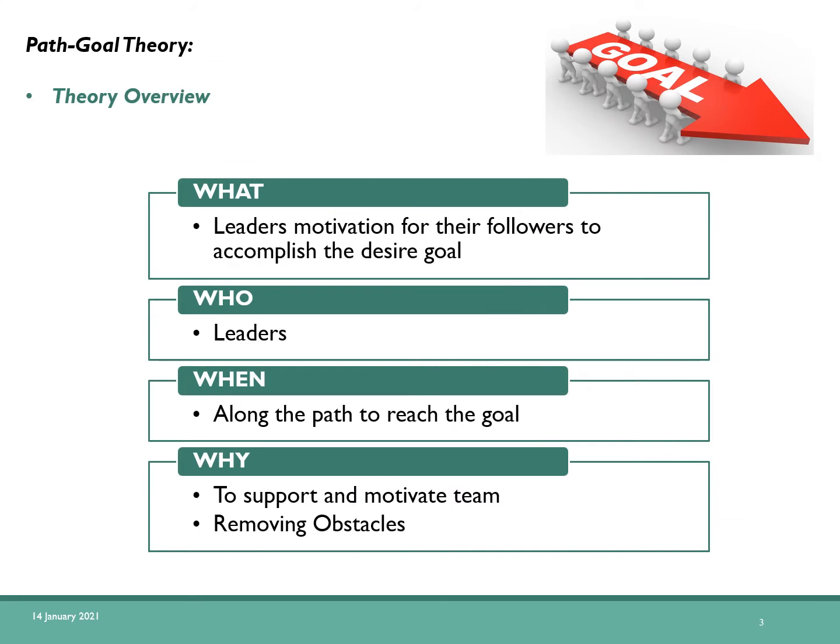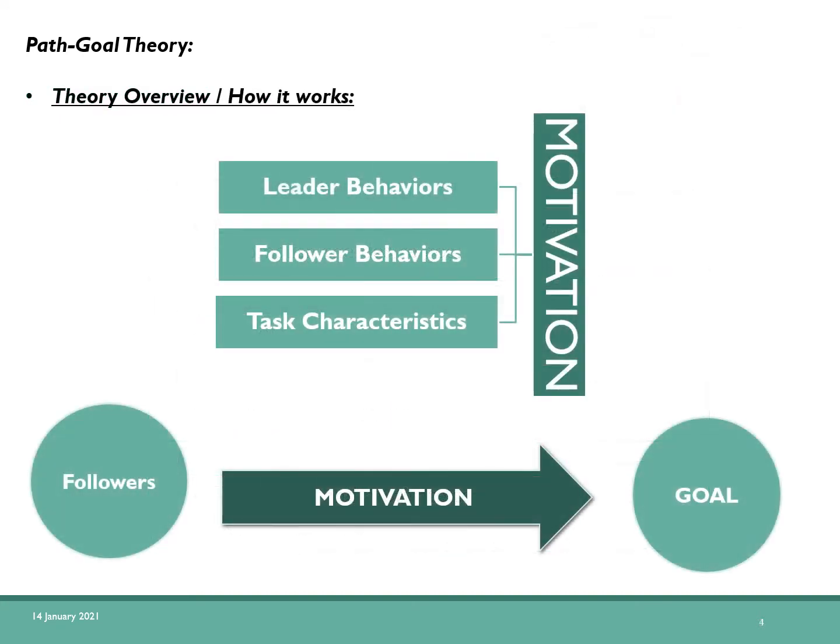In the book, we have a brief description of the history of this theory, how and when it first appeared. However, path-goal theory is mainly about the motivation of leaders for their followers to accomplish the desired goal. So it is a way that leaders use along the path to reach the goal. This theory is mainly used to support and motivate the team, in addition to removing obstacles during their path. The major components for this theory are leader behaviors, follower behaviors, and task characteristics. They work together to create the needed motivation for followers in order to reach the desired goal.